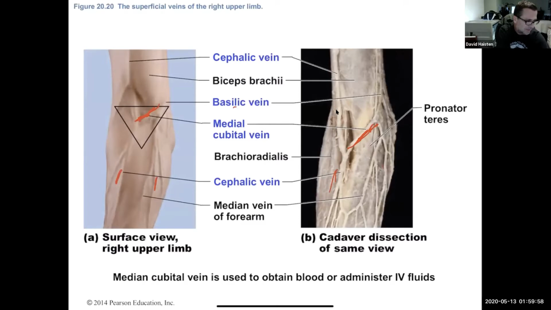You have to be careful, like I said, to go shallow, because the median nerve is underneath there. There's a large artery as well, and the insertion for the biceps brachii. So you have to be careful inserting into the median cubital vein to go shallow, or you could hit the median nerve, could hit a major artery, or hit the insertion of biceps brachii.